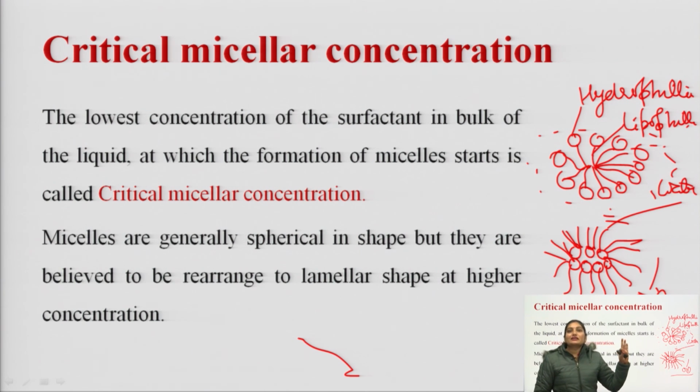Okay. So, critical micellar concentration is what? This is the lowest concentration of the surfactant in the bulk of the liquid at which formation of the micelles starts. So, it is called the critical micellar concentration. These micelles are generally spherical in shape, but they are believed to be rearranged to a lamellar shape. Okay. Micelles are mostly spherical, but they can become lamellar by rearrangement at higher concentration. If the concentration of micelles is increased, then they can attain the lamellar shape also.